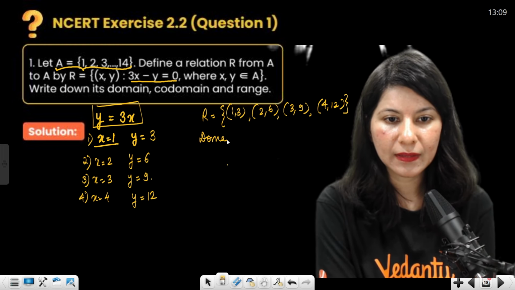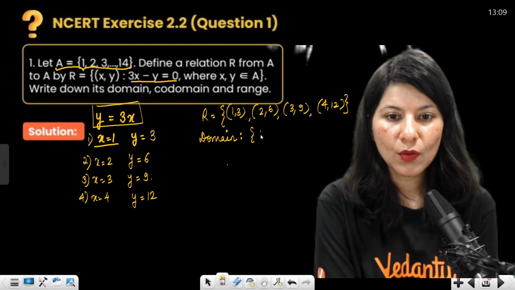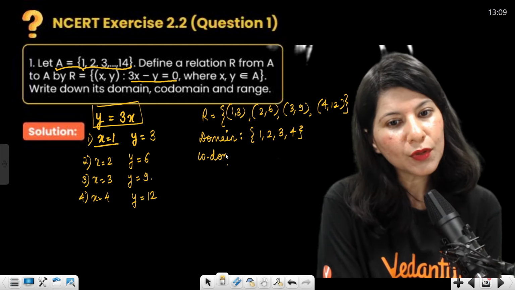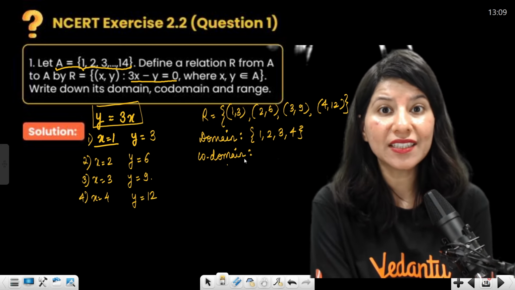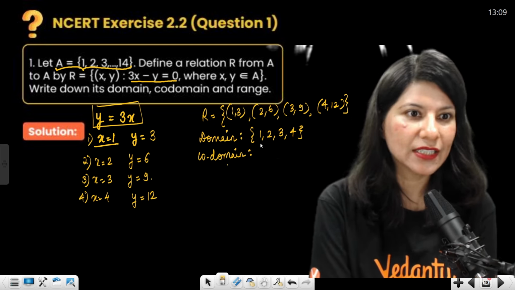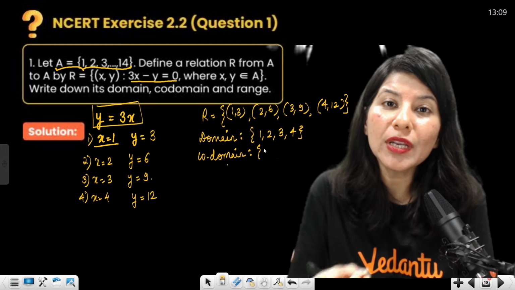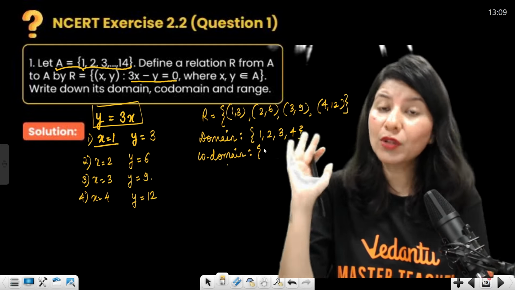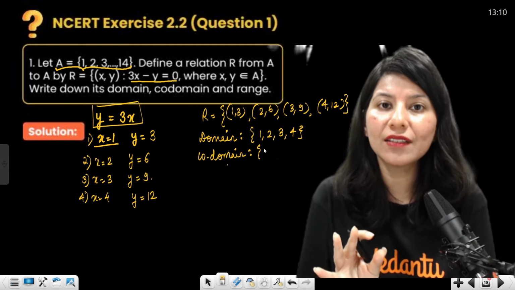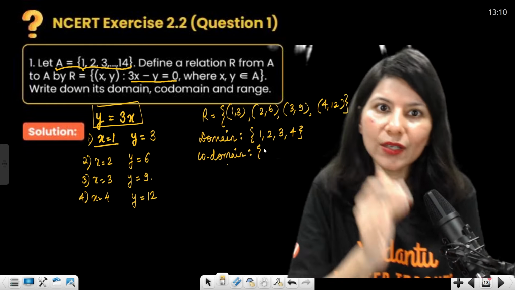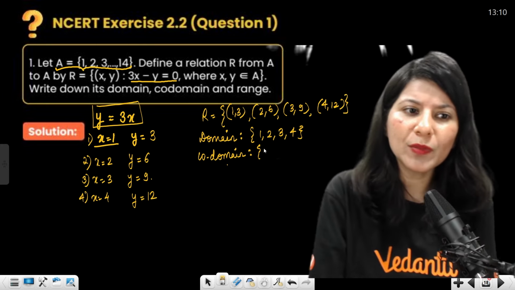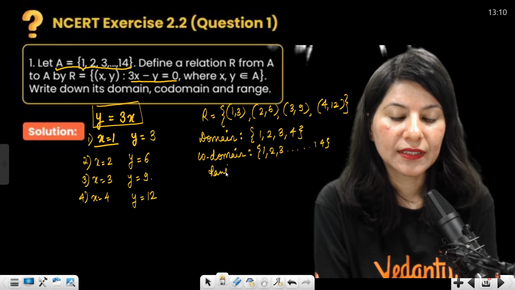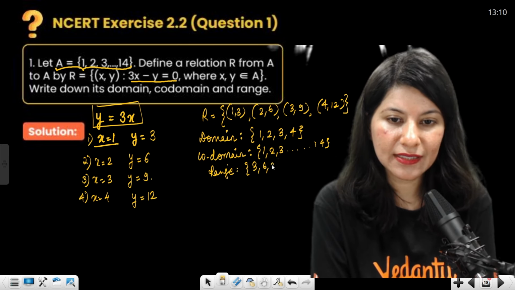So the domain will be 1, 2, 3, and 4. What about the codomain? The codomain will be the complete set A, right? So the codomain will be all the values which you can put. X equals 1, can you put? Yes. X equals 2, you can put? Yes. 3, 4, 5, 6, 7, and all the way up to 14. All 14 values you can plug in at the place of x. But the equation will not get satisfied, that doesn't matter. So codomain means all possible values you can place in place of x. And the range is 3, 6, 9, and 12.